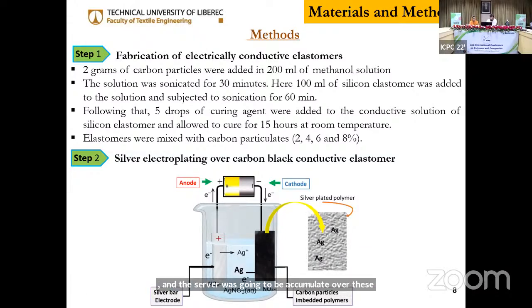So it was not in the nano, it was just a coating. So it was a homogeneous coating, because the underlayer of the carbon particle is homogeneous and properly homogenized conductive, then the silver will be accumulated over it as a homogeneous layer.